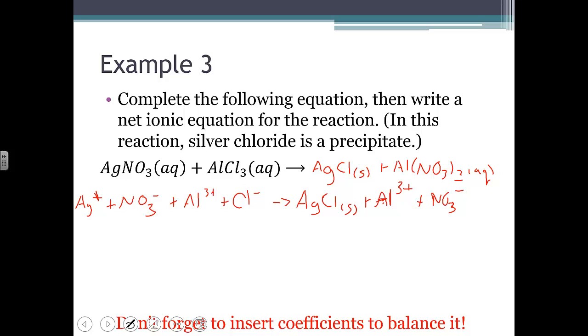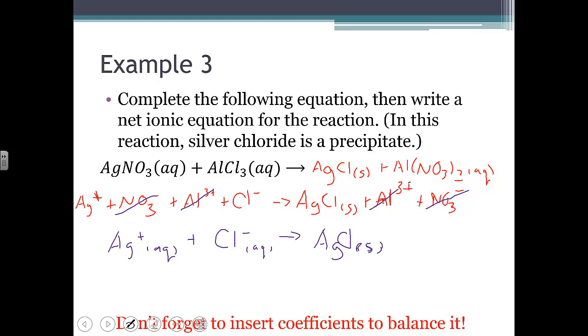Okay, so we look here and we're looking for things that are common to both sides, and the nitrates are common, so we can get rid of those spectator ions. The aluminums we can get rid of, and we're left with silver ions that are aqueous, and chloride ions that are aqueous, and it's going to produce AgCl, a solid compound.